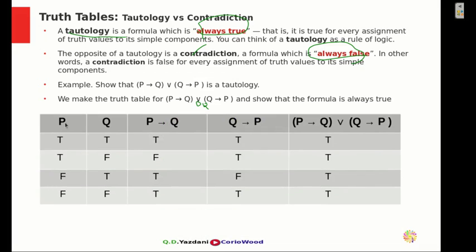Alright, so now we have P, which is 2 true and 2 false. We have Q, which is true, false, true, false. P implies Q is true, false, true, true, and Q implies P is true, true, false, true. So we go the other way around.